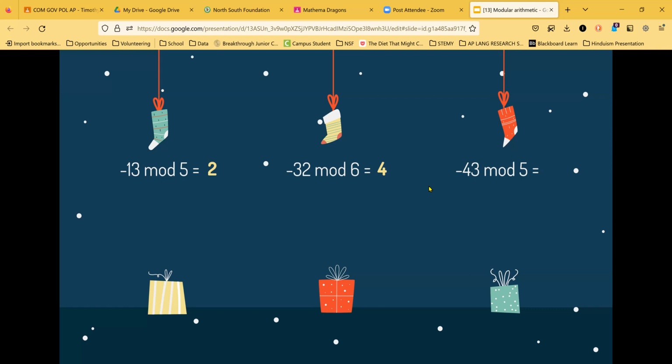Okay, yes, you all are correct again. It is 2 for this one. Remember, we would just find the greatest multiple of 5 that's less than negative 43, and that's negative 45. And we just have to add 2 to that in order to get negative 43. What is 7 mod negative 6?